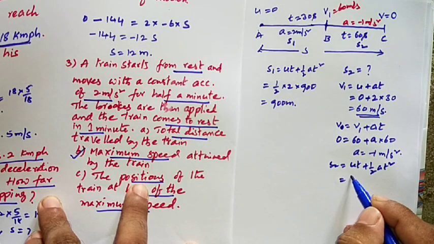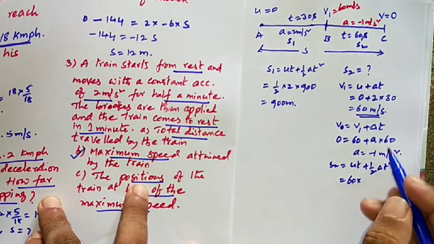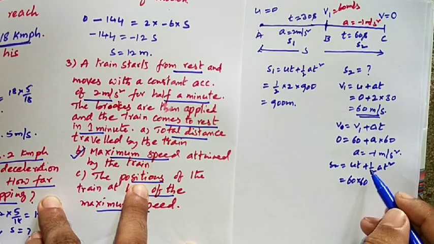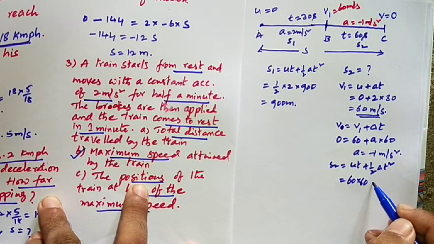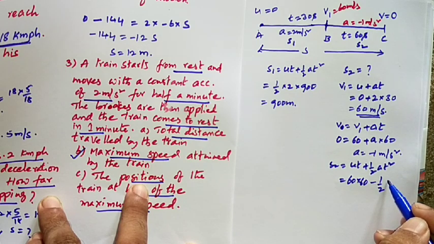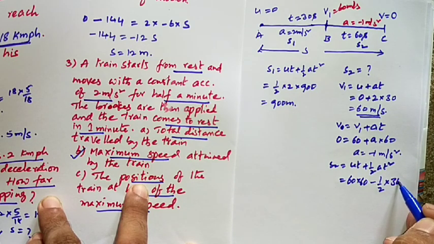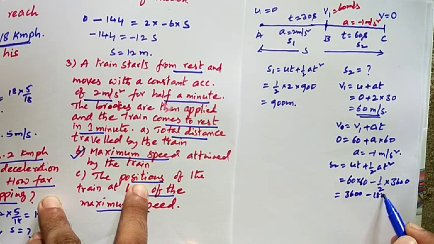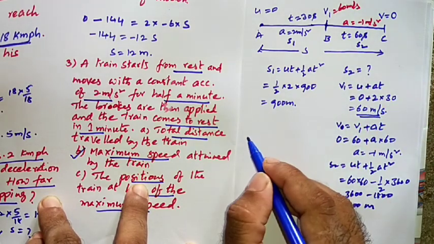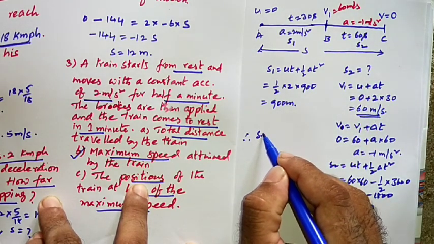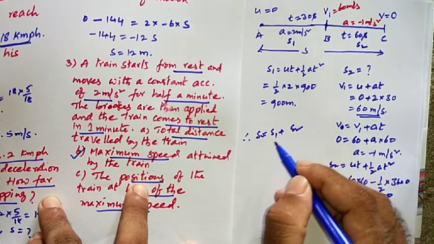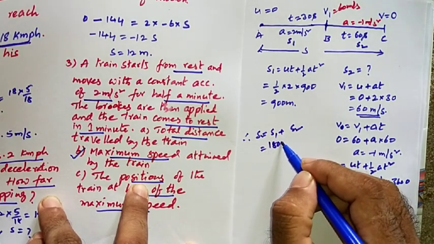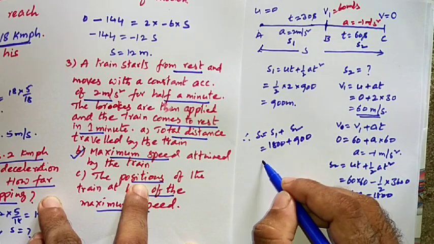Okay, very good. Then 60 into time 60 plus half into a is minus 1, so minus half into t square, 60 square, how much? 3600. So if you simplify this, 3600 minus 1800, so 1800 meters is BC, S2. Now therefore what is the total distance? S is equal to S1 plus S2, that is 1800 plus 900, how much?